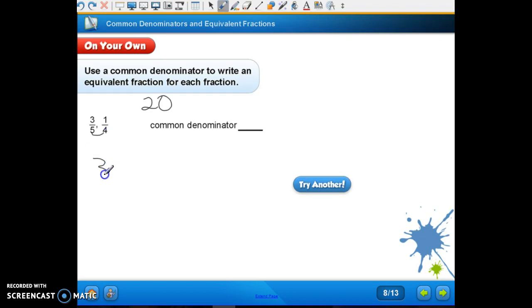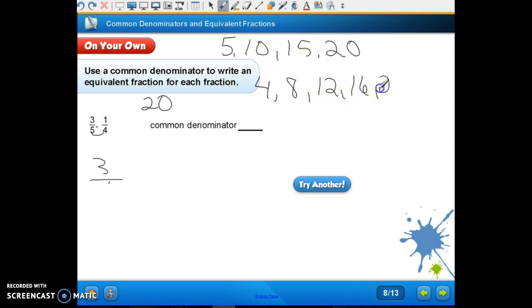Okay, let's do our multiples of 5. 5, 10, 15, 20. Well, there we hit 20. We know that is 4, 8, 12, 16, 20. So in this case, our least common denominator is 20, the one that we could multiply it by to get it, or if we write out our multiples.